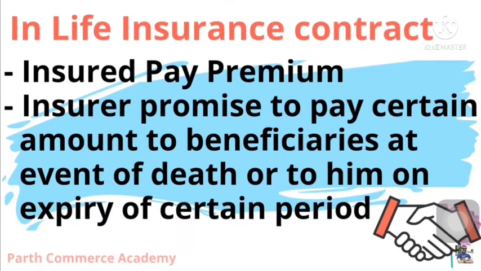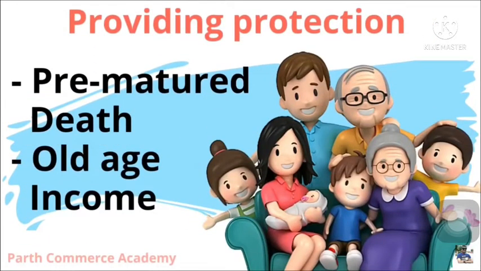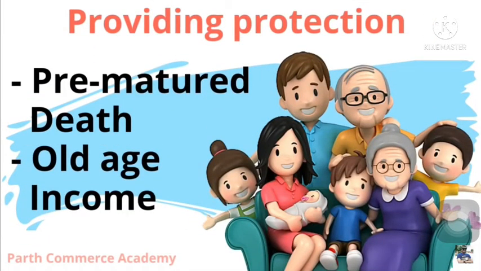In insurance, on one side the insured is paying premium and on the other side the insurer is promising to pay a certain amount to the beneficiary at the event of death or expiry of a certain period. The person whose life is insured is called assured. Remember this. It is providing protection to the family at the time of premature death, or gives a fixed amount at old age when earning capacity is reduced.